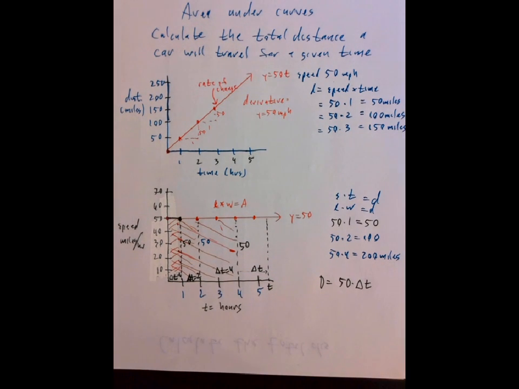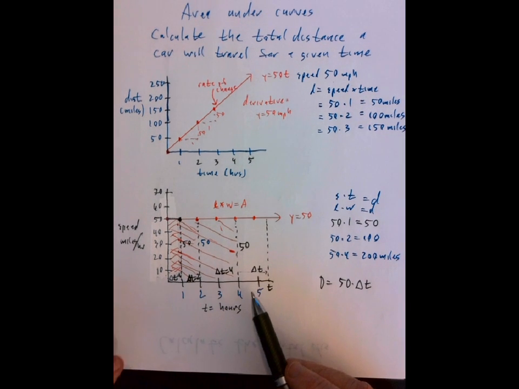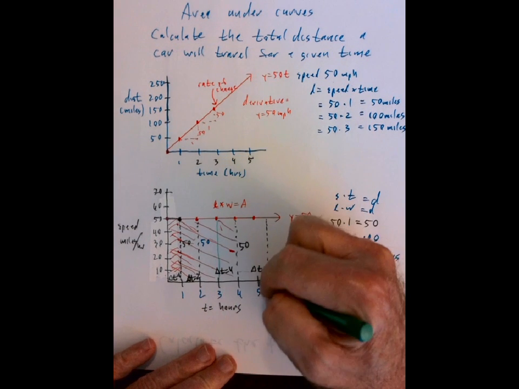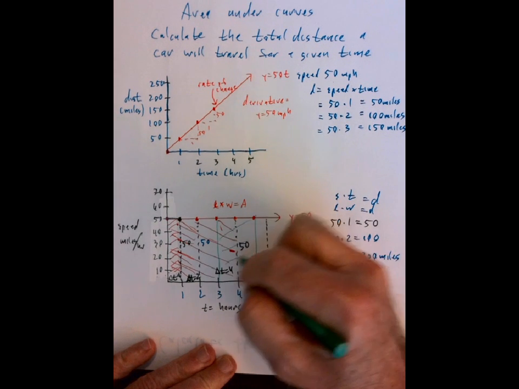Now, you're thinking, why do we talk about delta t? Why don't we just say 50? Why don't we just say 1, 2, 3, and 4? Because those are the amounts of times. Well, because we might want to know how far does the car travel, say from hour 3 to hour 5. I'm going to do this in green. Say from hour 3 up to hour 5.